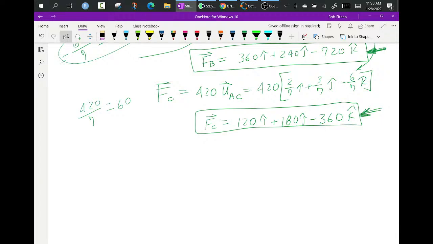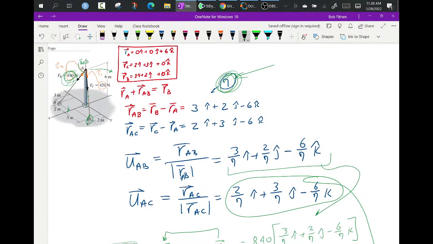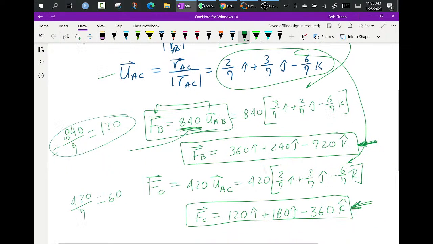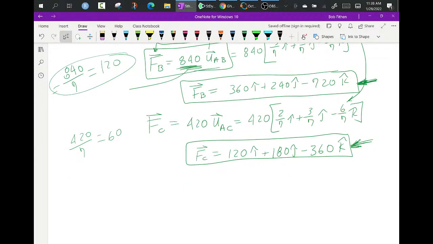So now, we went through this whole process. So what did we do so far? We found the links. From the links, we found the unit normals. Then we multiplied the unit normal times the force value, and we got the force vector. So now what do we do? We just find the resultant force. FB plus FC equals. Now, I can just look up here and do it. I can take the 120 and add the 360. And I can take the 180 and add to the 240. And then I can take the 360 and add to the 720. And they're both minus signs.